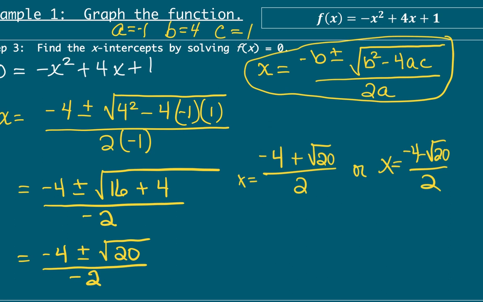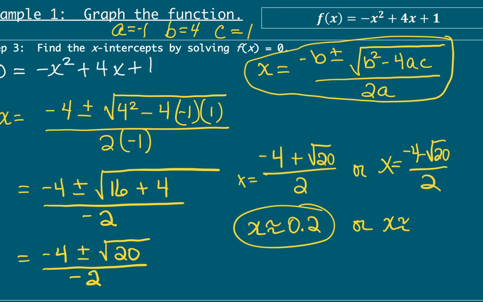So I'm going to go ahead and grab my calculator, and I'm just going to let it do my calculations. And so x is going to equal approximately 0.2, or x is approximately 4.2. So this tells me that the parabola passes through the x-axis at approximately these 2 points.